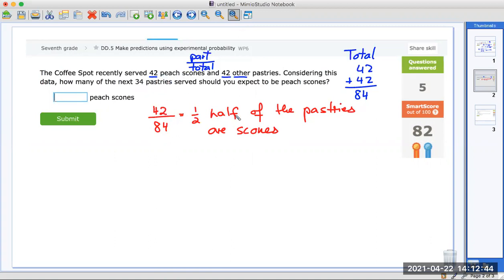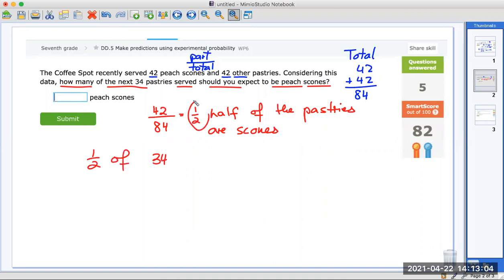Okay, so if half of them are scones, then now they're asking how many of the next 34 pastries served should you expect to be peach scones, right? So now think of it, 34, you want half of 34.